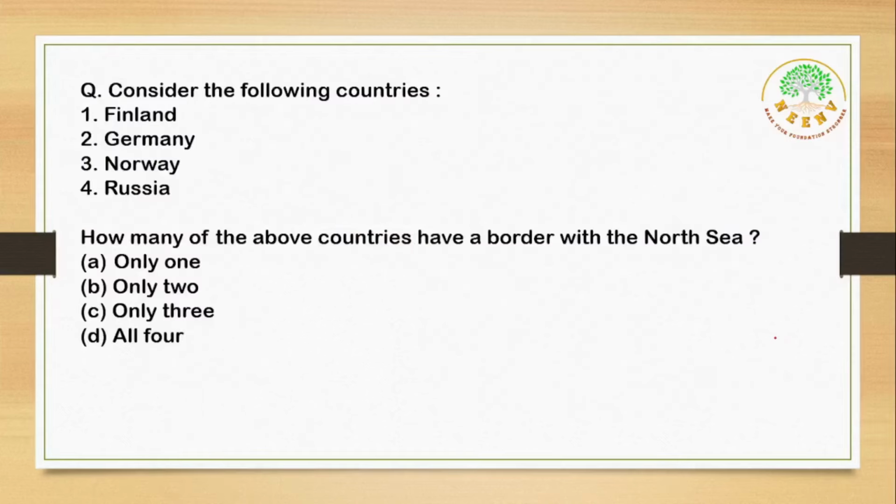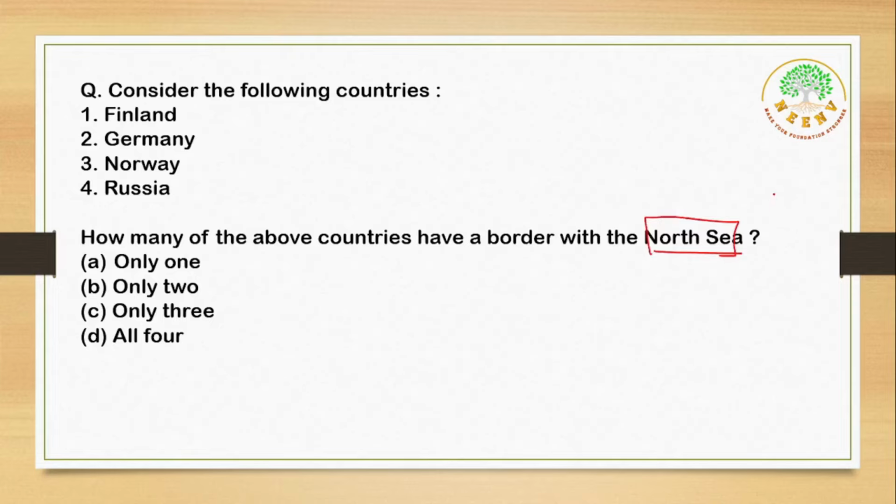Let's discuss the next question. Consider the following countries: Finland, Germany, Norway, and Russia. How many of the above countries have a border with the North Sea? So, first of all, as soon as you read this question, in your mind, you should think of where the North Sea is located and then think of which could be the bordering countries of the North Sea.